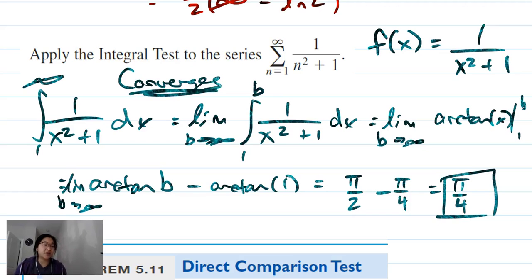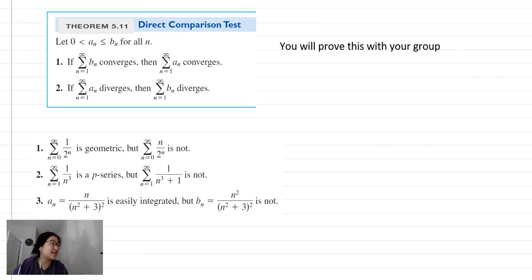So I guess our answer is not pi over 4. Our answer is that this series converges. We still don't know what it converges to. All right, here's the direct comparison test. If you know that a sub n terms are less than or equal to b sub n terms, and we're also looking at only positive ones of those, then if the bigger series converges, then the smaller series converges. And if the smaller series diverges, then the bigger series diverges.